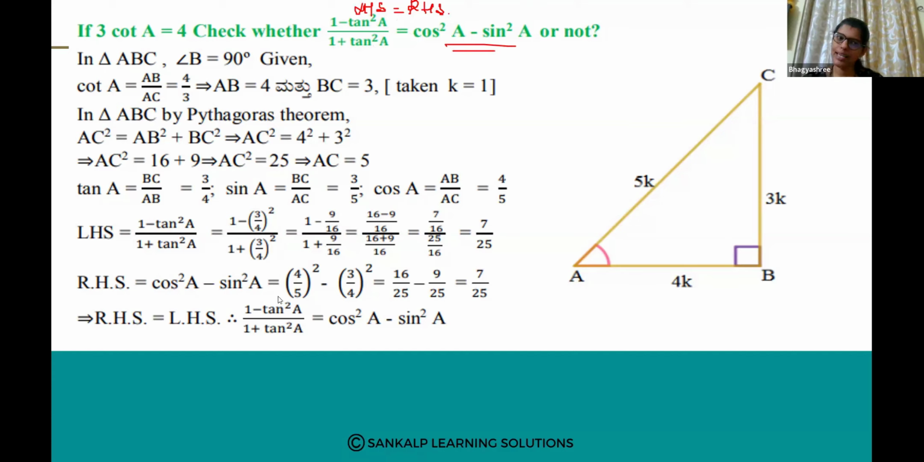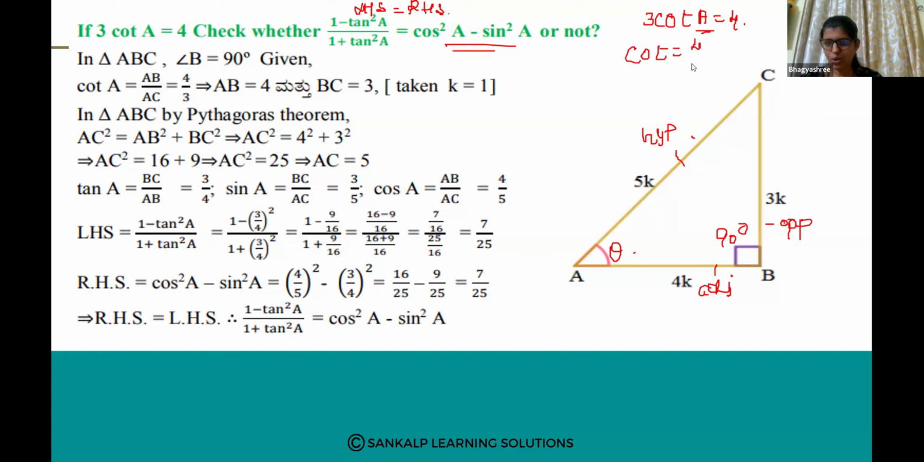What have they given? 3 cot A is equal to 4. 3 cot A is equal to 4 means, at point A, theta lies. Here it is 90 degree. That means this is opposite side, this is adjacent side, and this one is hypotenuse. Right? Cot A is 4. We'll transfer this 3 to this side. Cot A is equal to 4 divided by 3. So cot A means what?